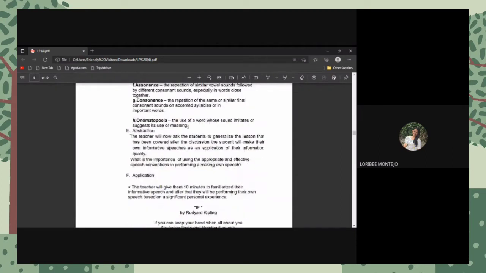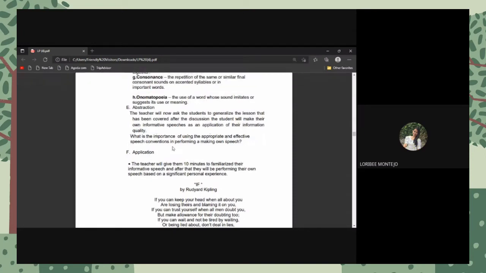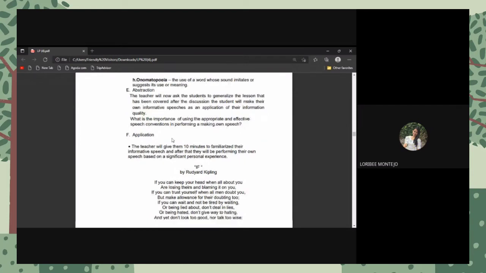So now let's proceed to the abstraction. In the abstraction, the teacher will now ask the students to generalize the lesson that has been covered after the discussion. The students will now make their own informative speeches as an application of their information quality. Also, the teacher will ask the students what is the importance of using the appropriate and effective speech convention in making their own speech.